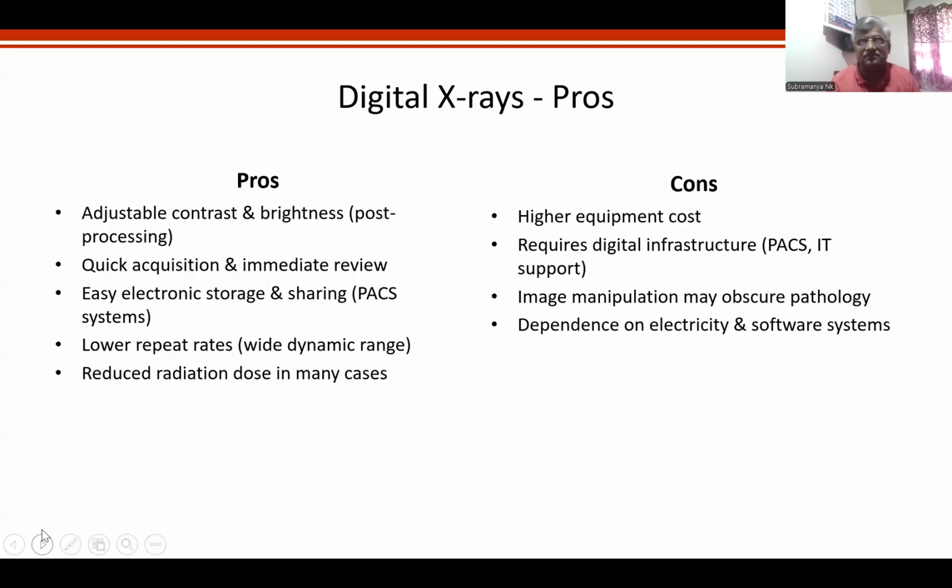Okay, I'll just go next. There are pros and cons of digital X-ray versus conventional X-ray. Adjustable contrast, quick acquisition, electronic storage and sharing, lower repeat rates. You can have a reduced radiation dose because you can adjust and see. Cons are digital X-rays require huge investment, not available in every taluka place. It requires an infrastructure depending on electricity, etc.